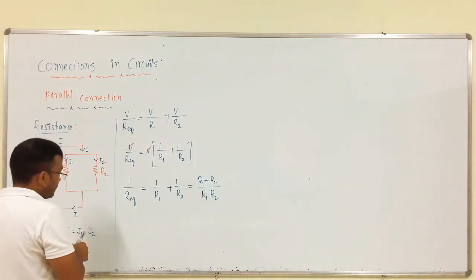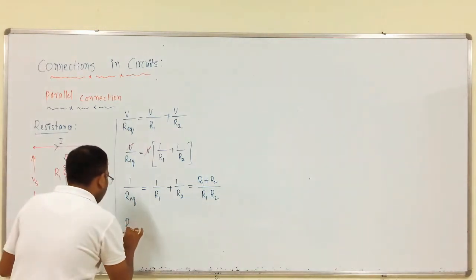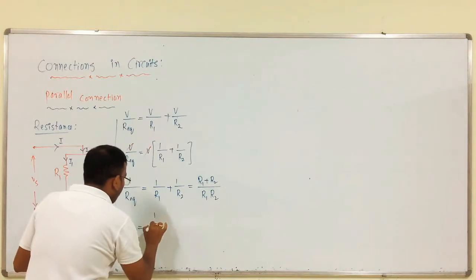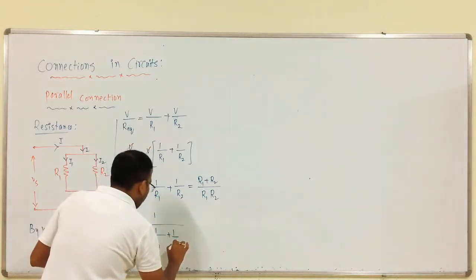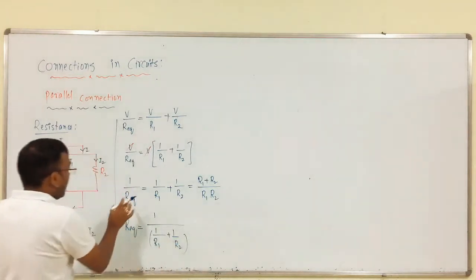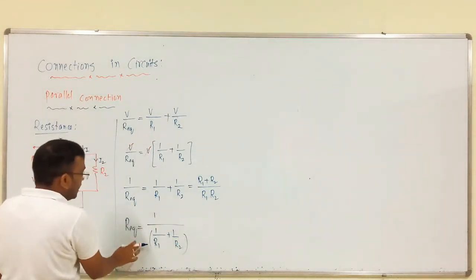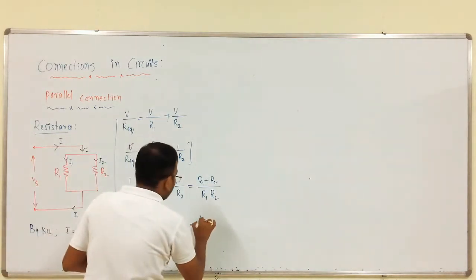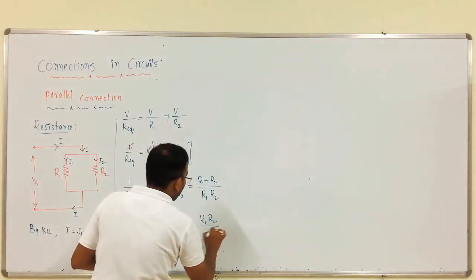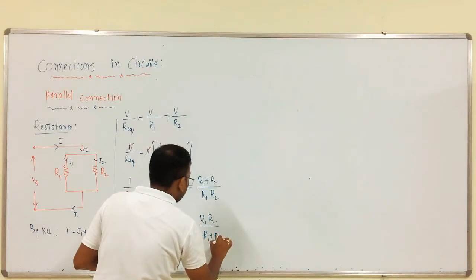So, from this R equivalent is what? 1 by R equivalent is 1 by R1 plus 1 by R2, like this. Therefore, R equivalent is the reciprocal of 1 by R1 plus 1 by R2, which is equal to R1 R2 by R1 plus R2.